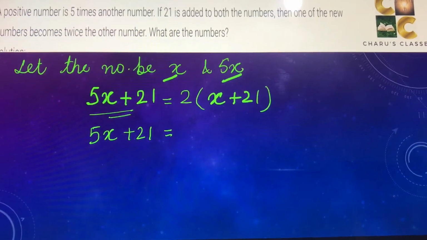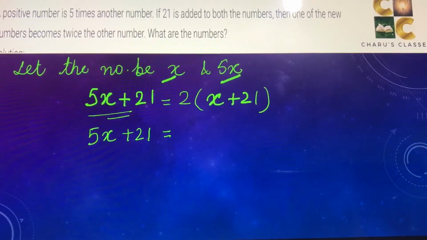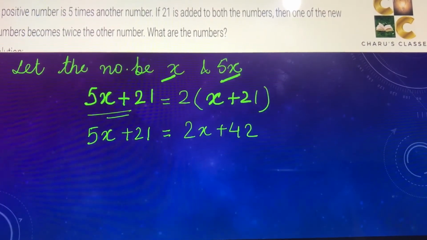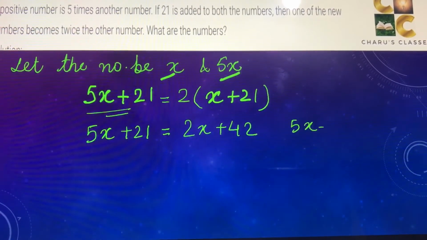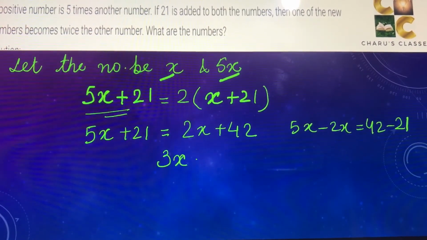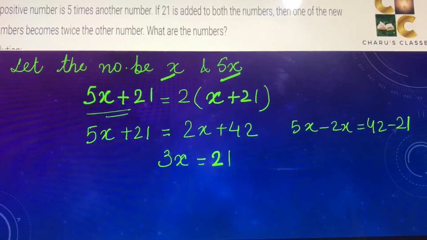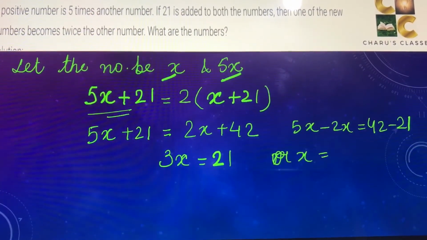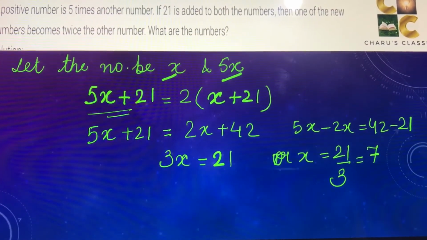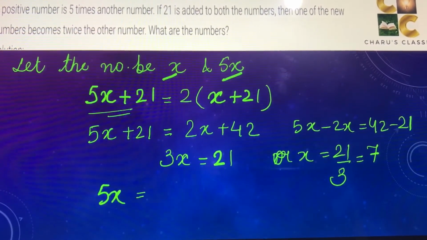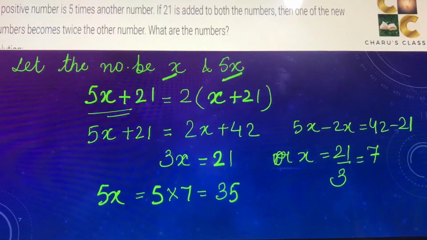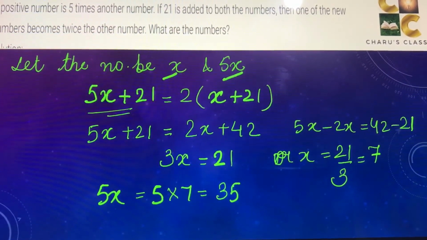Solving it, 5x plus 21 is equal to, here 2 has to multiply with x also and 21 also, which is 2x plus 42. Taking x terms together, 5x minus 2x is equal to 42 minus 21. Or we can say 3x is equal to 21, or x is equal to 21 divided by 3, which is 7. So if one number is 7, the other number is 5x, which means 5 into 7, that is equal to 35. So these are our two numbers.